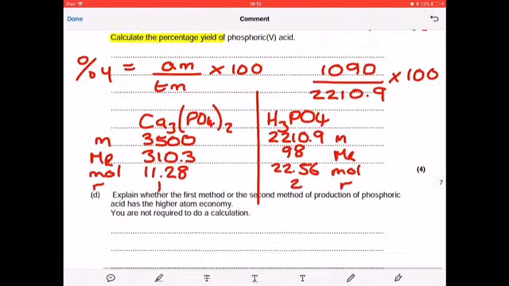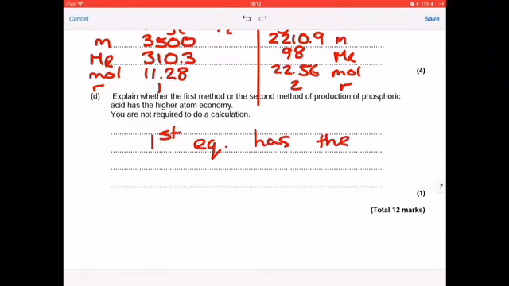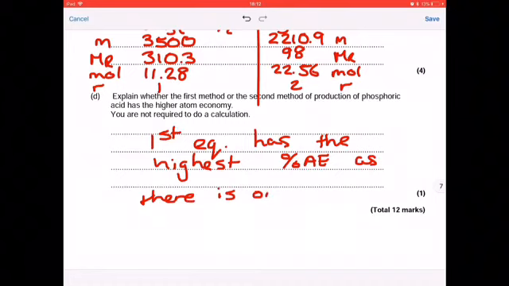And therefore, you could say that the first equation has the highest atom economy, as there is only one product. And again, that gets you that mark.